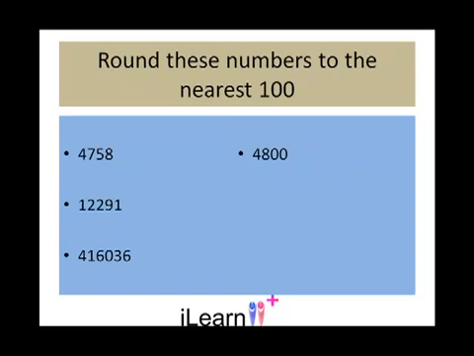12,291. Round to the nearest 100. Your hundreds column is a 2. The next column to the right is a 9. So will you round up to the nearest 100 or down to the nearest 100? You will round up to 12,300.